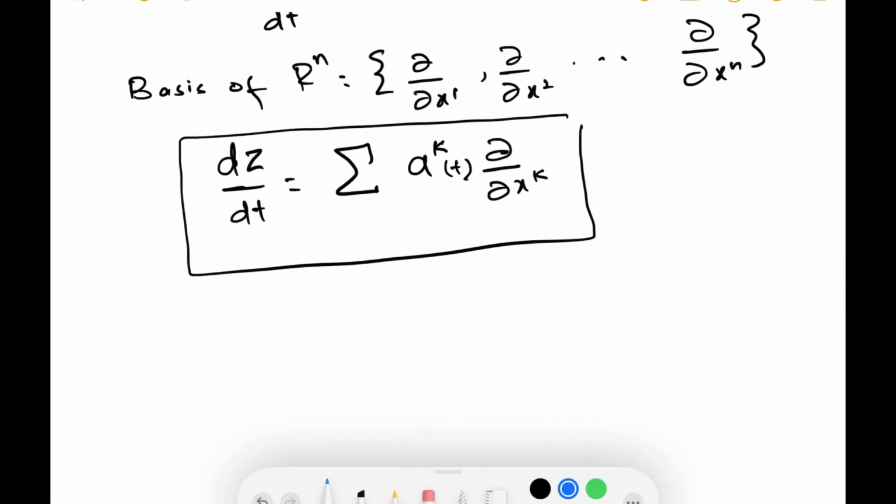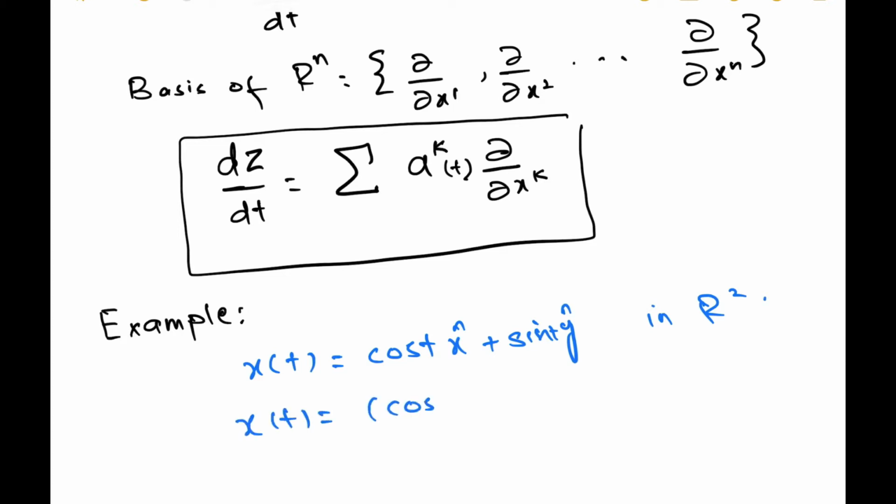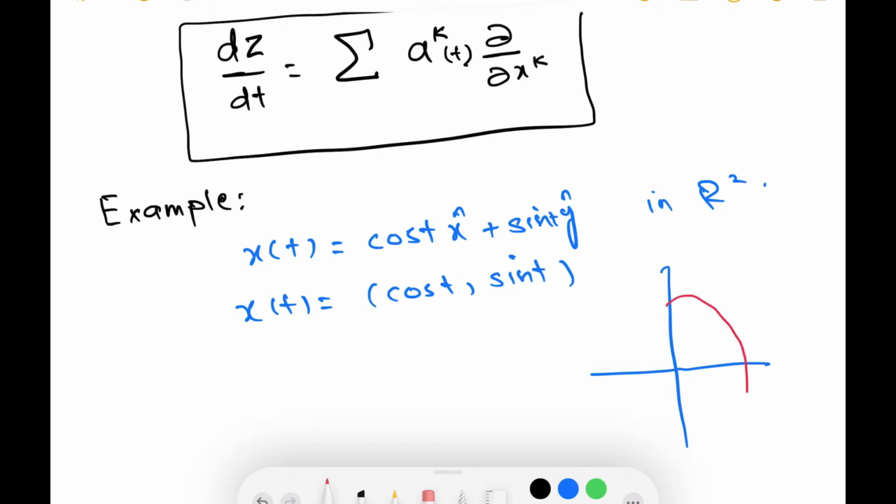So, now we take a very simple example of this, and we want to see how this concept works. Let me say I am having this curve x of t is equal to cos t x cap plus sin t y cap in 2D, in R2, a very simple example. I can also write the same equation in this manner, cos t, sin t, where it is understood that this cos t is with x cap, and sin t is with y cap. So, what is this curve representing in R2? This is actually representing a circle. This is x, this is y.